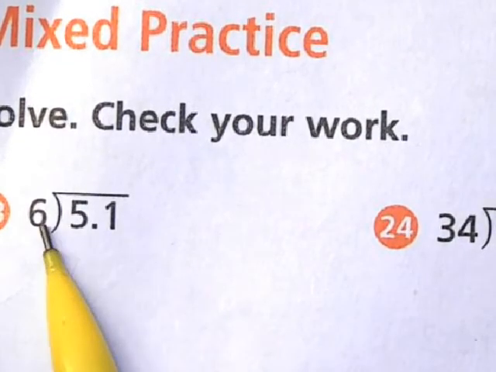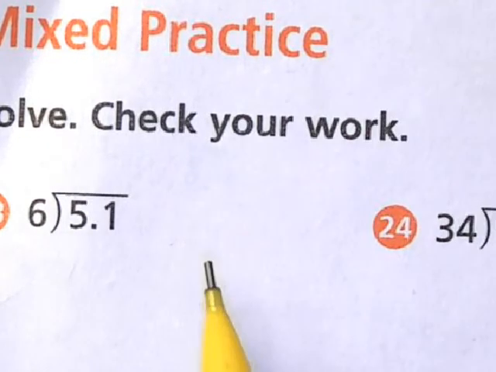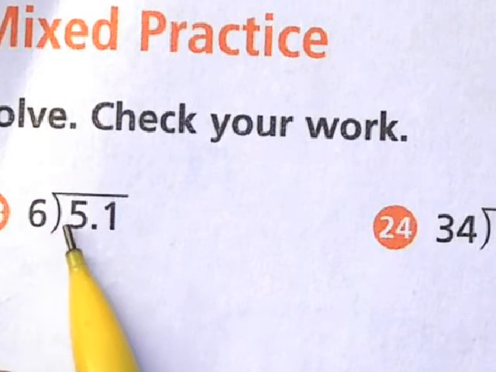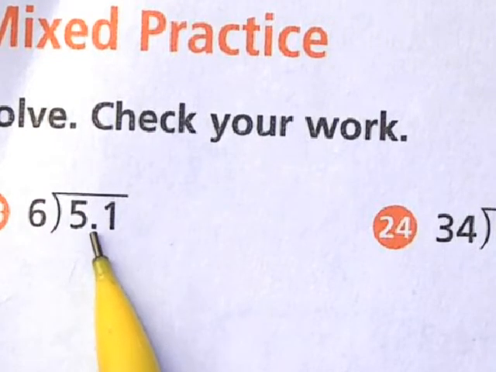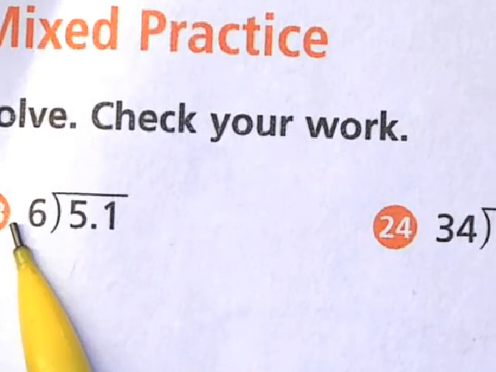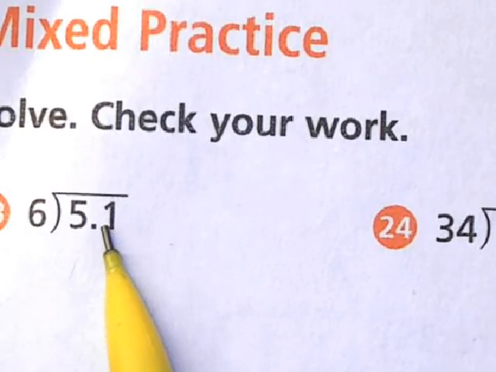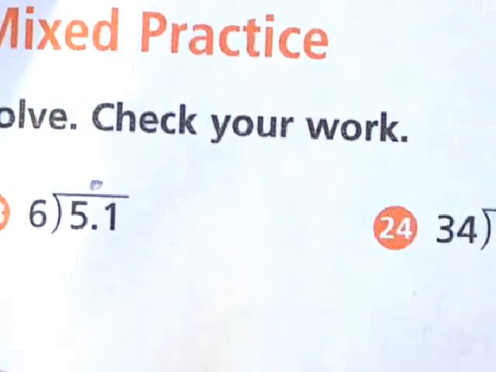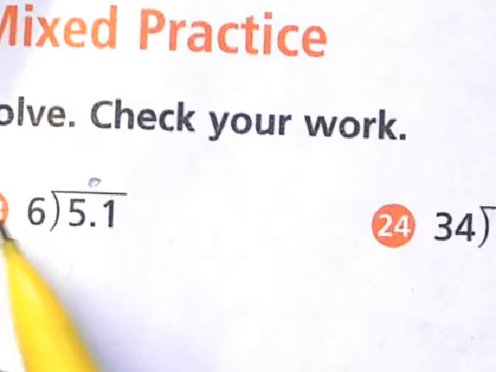This is like saying I only have 5.1 candy bars and 6 people want to share them. So they're not all going to get one. They're going to get a fraction or a decimal of one, right? Okay, well, we have to go through this process still. What do we do when there's a decimal in the dividend and not out here in the divisor? What do you do with that decimal? You move it straight up into the quotient.